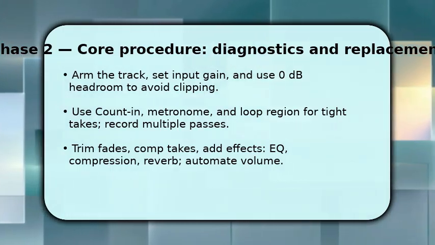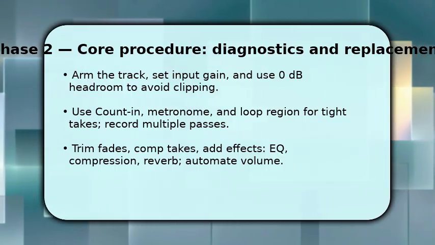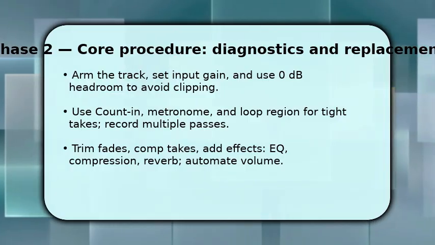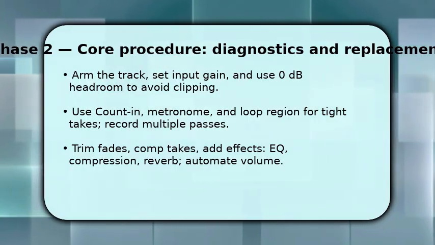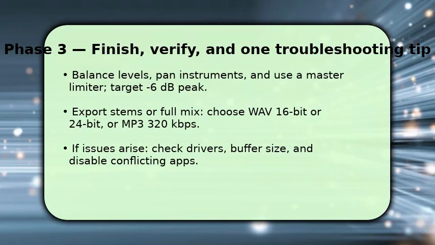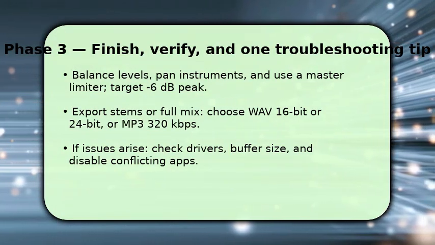Make edits by trimming with fade-ins/outs to remove clicks, then apply EQ to clean frequencies, add gentle compression for consistency, and a touch of reverb for space. Also automate volume to polish transitions. Finish by balancing levels and panning to create a clear stereo field.